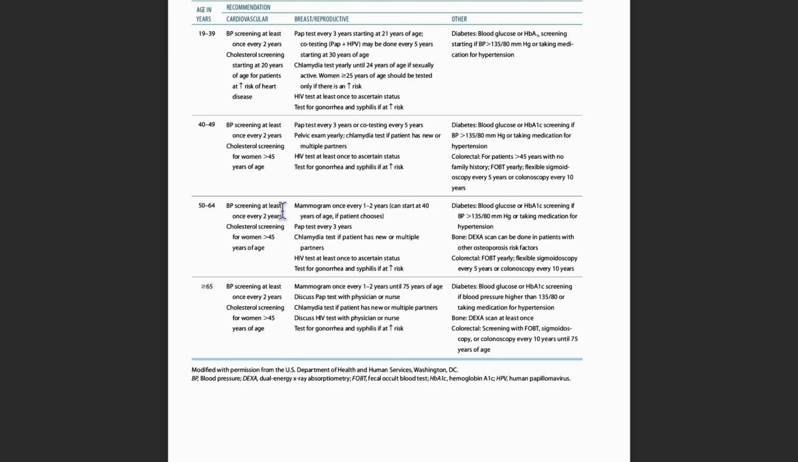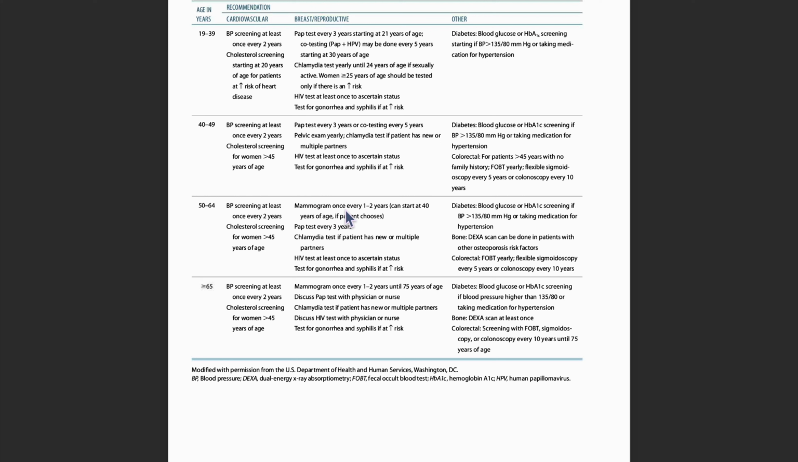50 to 64: blood pressure screening at least once every 2 years. Cholesterol screening for women more than 45 years of age. This is the same for all of these now. Same thing for 65 or above: BP screening at least once every 2 years, and cholesterol screening for women more than 45 years of age.